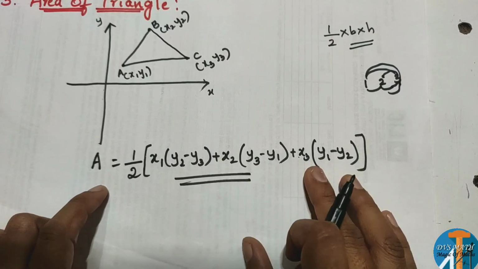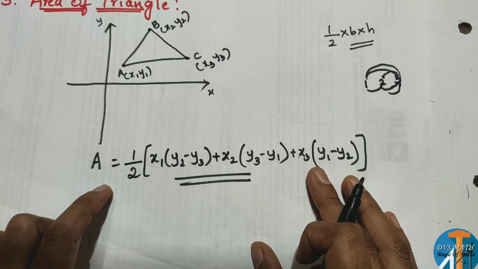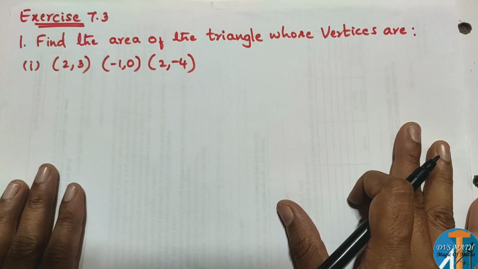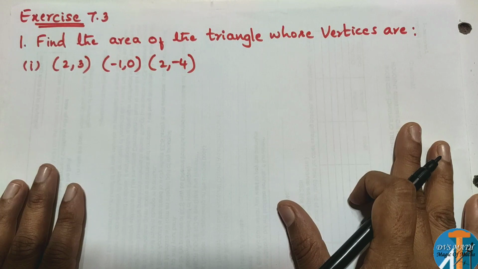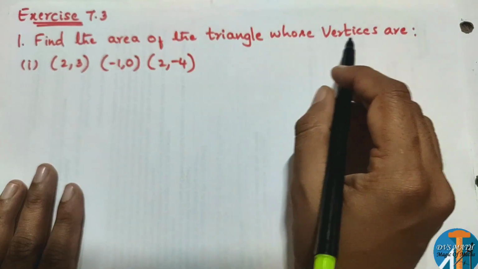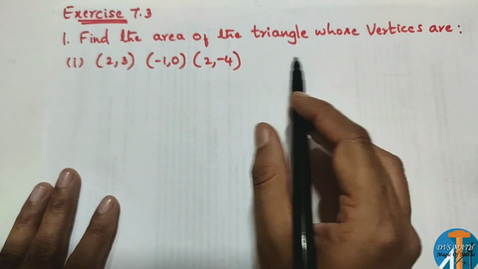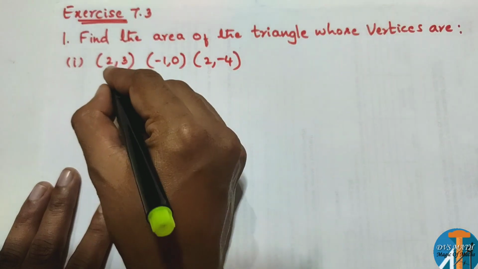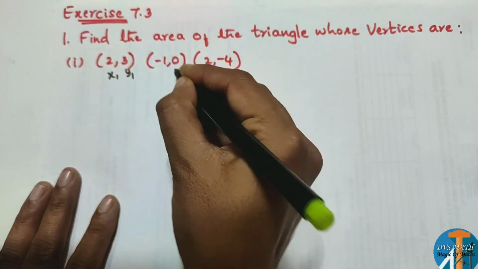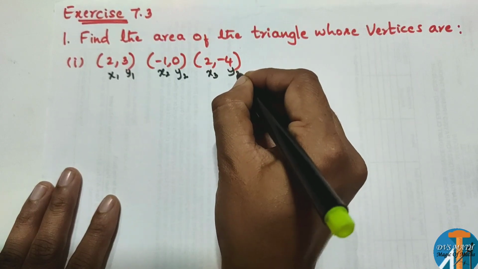Now using this formula, let us solve exercise 7.3, which is your last exercise in this lesson. Find the area of the triangle whose vertices are, as I told you, the same question. You will get 3 vertices. As soon as you find the 3 vertices, write them as x1, y1, x2, y2, x3, y3.